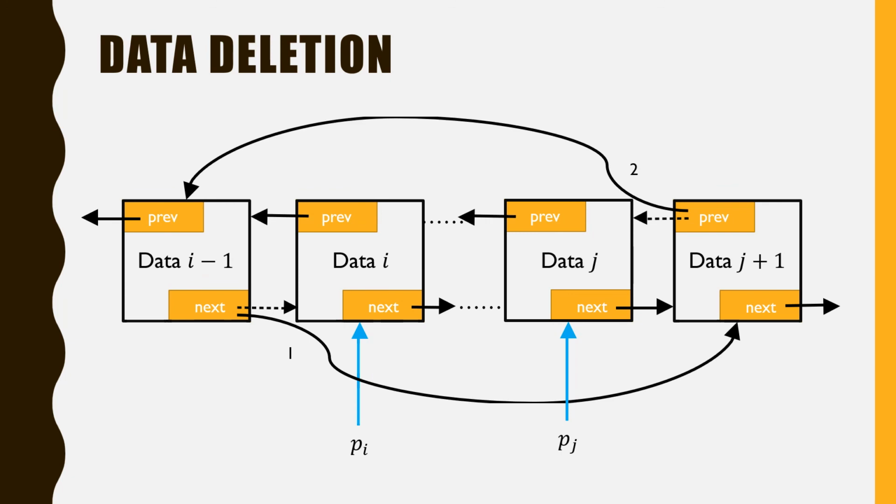Similar to data insertion, we may delete a segment of the linked list. Say we are trying to delete the segment that begins with data element i and ends with data element j. The link changes are also similar to the single element deletion case, and there are 2 steps. First, we make the next link of data element i-1 point to data element j+1. Second, we make the prev link of data element j+1 point to data element i-1.